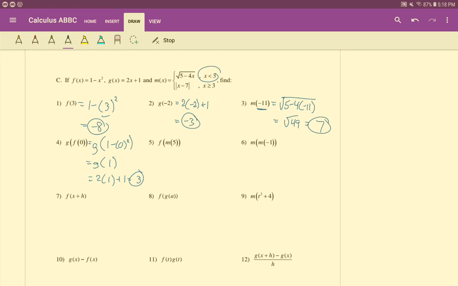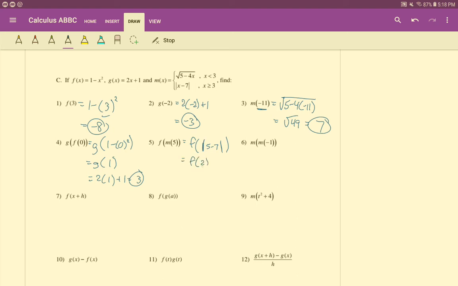Okay, 5, similar fashion here. We're going to plug 5 into m. In this case, which part do we plug it into, the top part or the bottom part, if we're trying to evaluate an x value of 5? The bottom part, so this will be f of the absolute value of 5 minus 7. 5 minus 7 is negative 2, but the absolute value will be positive 2.